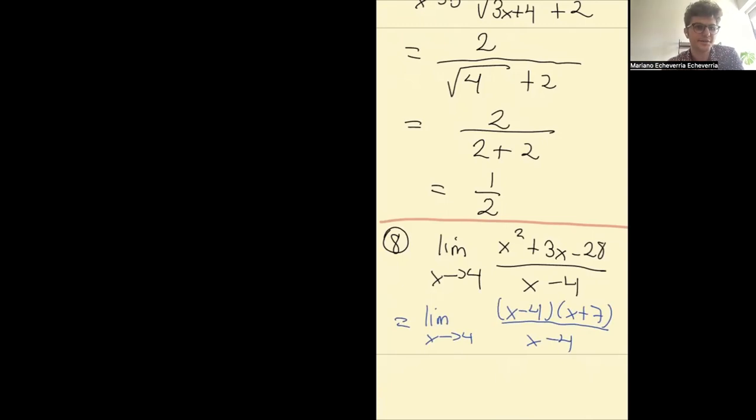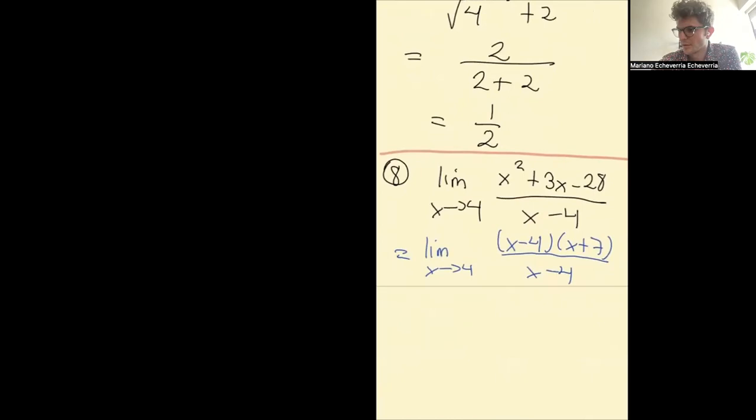That works because 28 is 4 times 7, right? So now you see everything has an x minus 4. And so you get the limit as x approaches 4 of x plus 7, which is just 11. Is that making sense? This one again was a little bit more interesting. I don't know if there are any questions about that one.